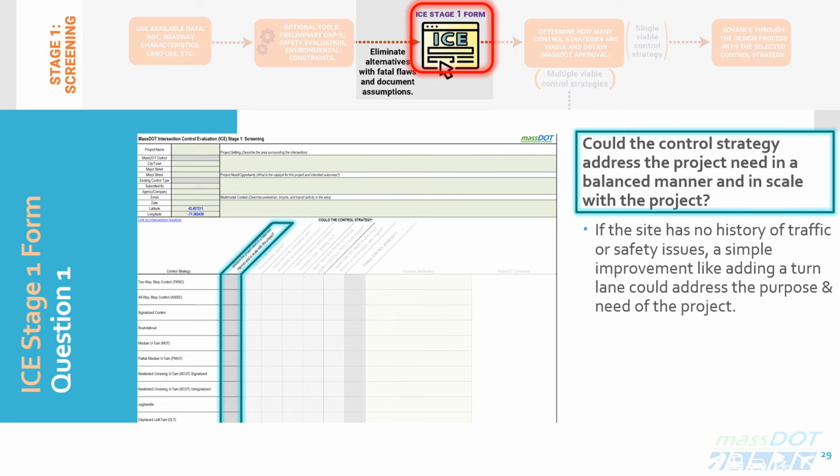Some potential fatal flaws to consider when answering this question could include the following. Traffic volumes or adjacent land uses clearly do not warrant installing a traffic signal. The connecting roadway does not support the design features of a control strategy. For example, generally undivided roadways will not support median U-turns.